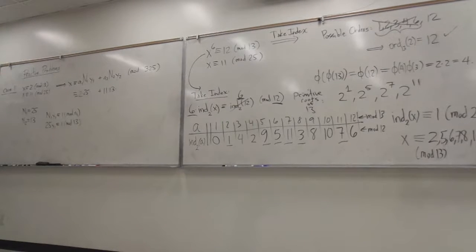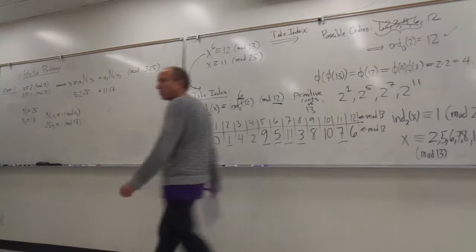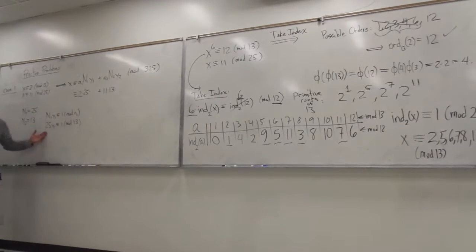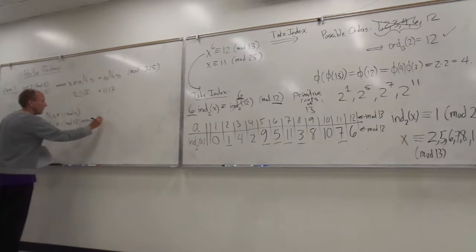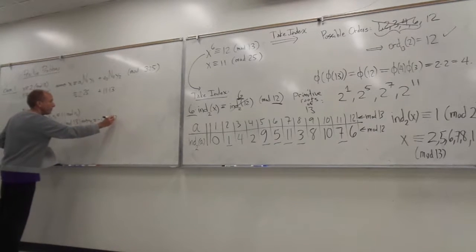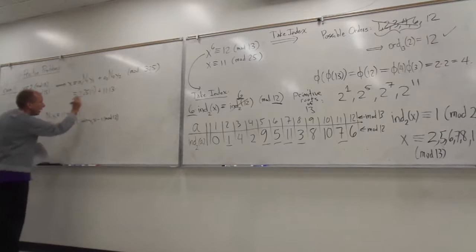What is 25 the same as in mod 13? 1? Is it negative 1? Yes, that is right, because 25 is the same as negative 1, right? So then y1 would also be negative 1. That's right, so y1 is congruent to negative 1. Okay, so I'll put a negative 1 there.